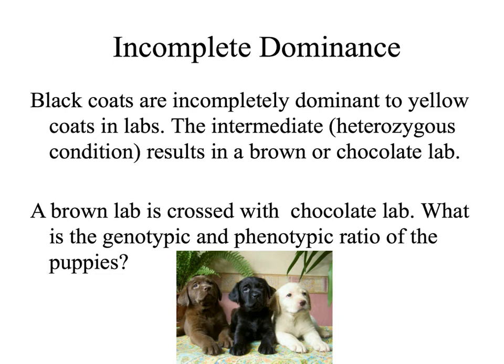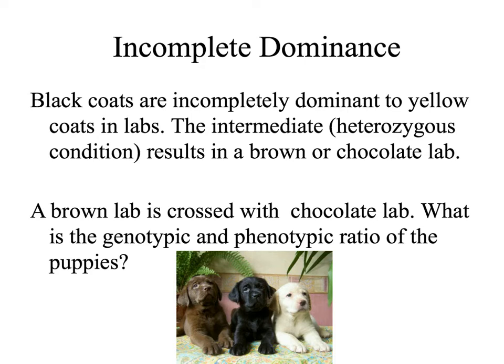Let's practice with incomplete dominance. In this case, we have black coats in dogs are incompletely dominant to yellow coats in the Labrador Retrievers. The intermediate heterozygous condition results in a brown or chocolate lab. So we see this is incomplete dominance because the dominant allele, the black coat, is not completely masking the yellow coat or lack of pigmentation that we see in the homozygous recessive. This results in sort of a blending of the two colors and gives us the chocolate or brown colored lab.